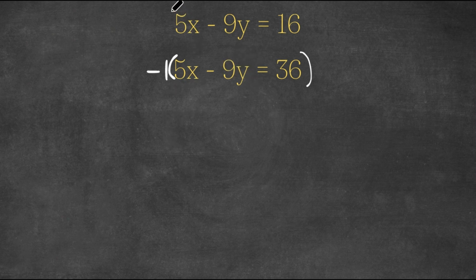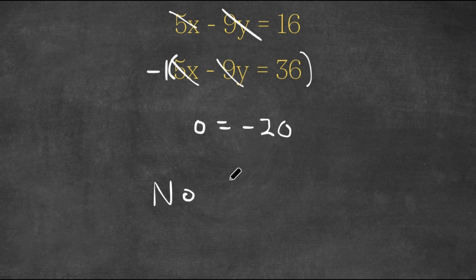So these two would cancel out and these two would cancel out if I added these together, and I would have 16 plus negative 36, which is equal to negative 20. So now we have 0 is equal to negative 20 because both these terms cancel out. And this is false, right? Meaning this system of equations has no solutions.